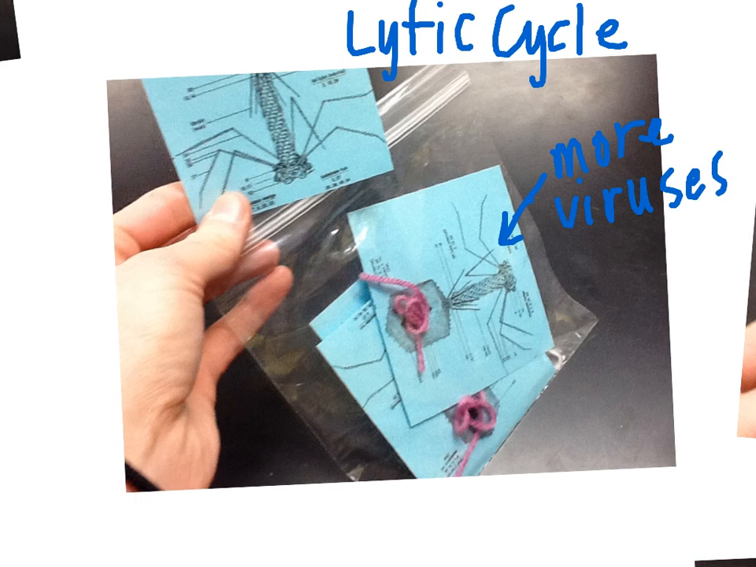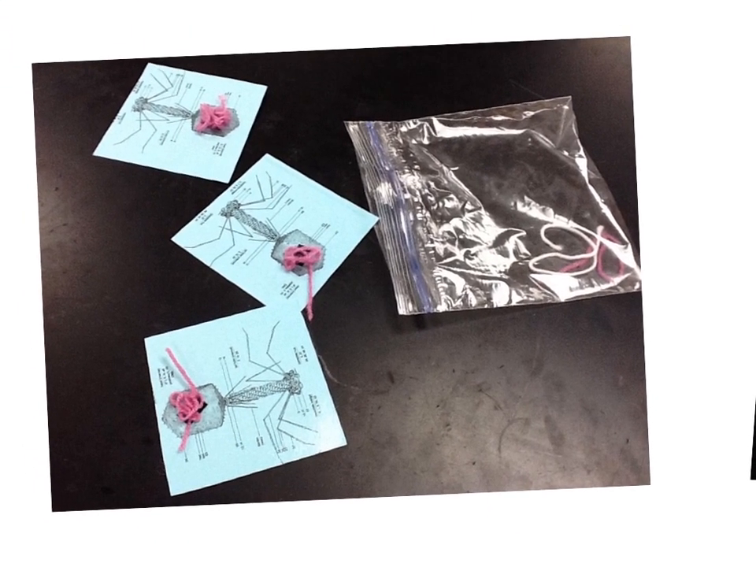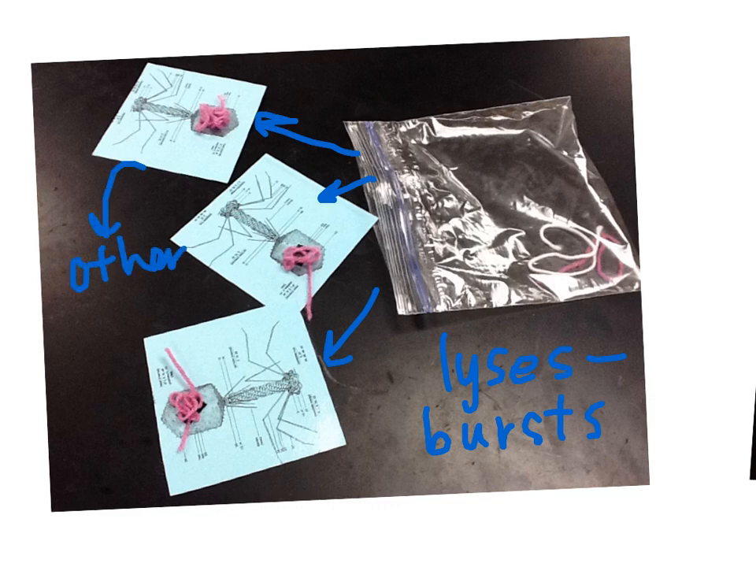And when it starts producing more viruses, the cell will eventually get full of viruses and it'll start to expand. When it gets too full to hold all of the viruses, it's going to pop open. We call that lyse. When a cell bursts open, we say it lyses. And when it pops open, all of the viruses are going to escape. And then they'll, in turn, go infect other cells.